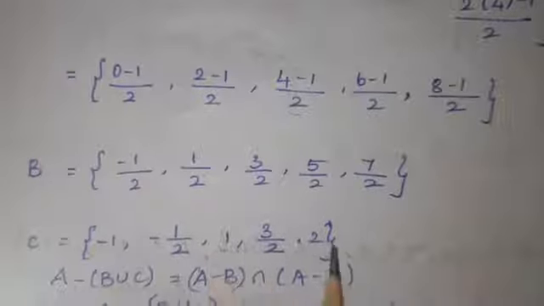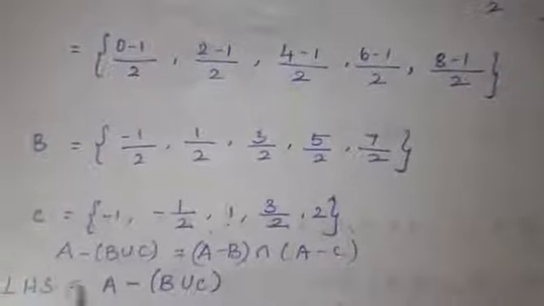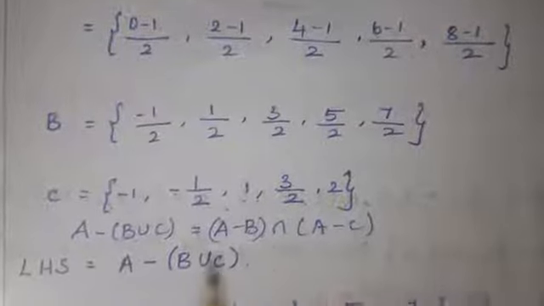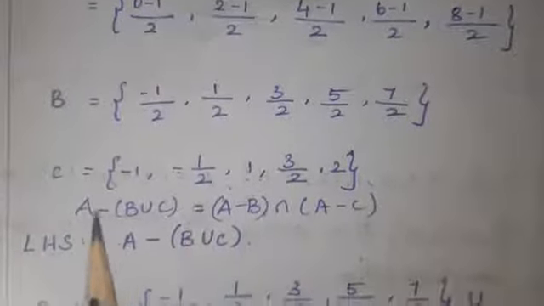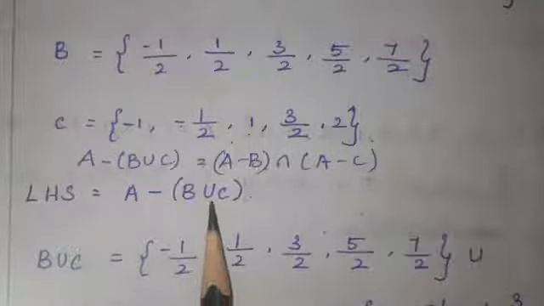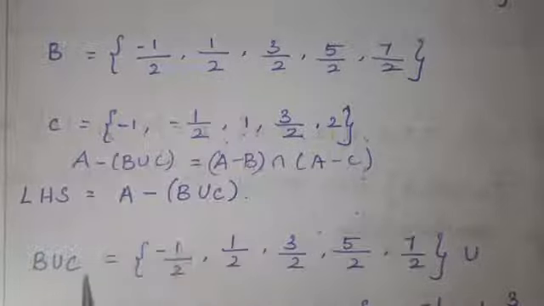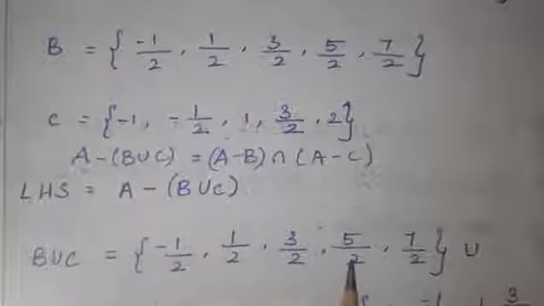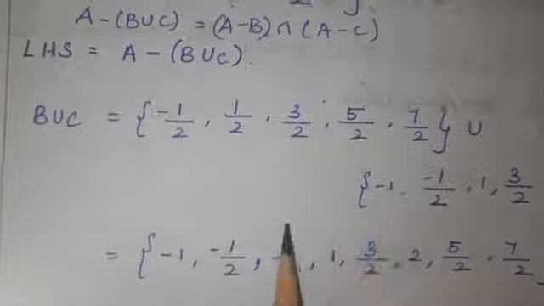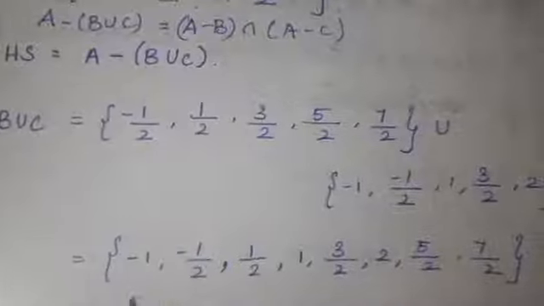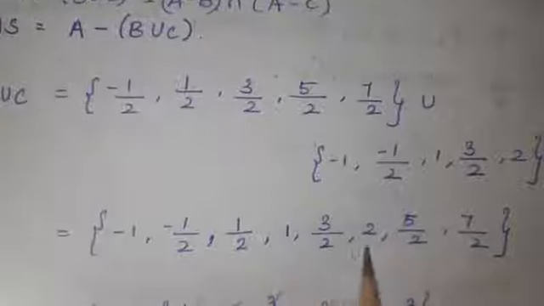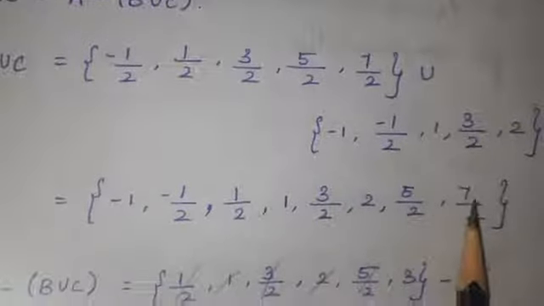What we have to verify is that formula: A − (B ∪ C) = (A − B) ∩ (A − C). First of all you should take the LHS fully. So LHS is equal to A − (B ∪ C). Inside the bracket you have B union C. First you should simplify this one, B union C. So B set I have written, union C set. Union means join together, write each element one time. So you will get {−1/2, 1/2, 1, 3/2, 2, 5/2, 7/2}.